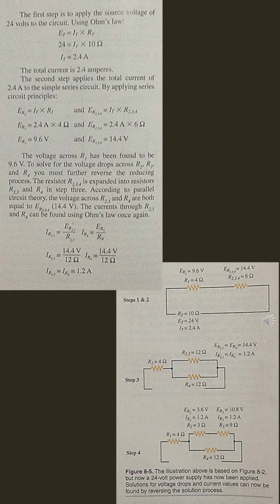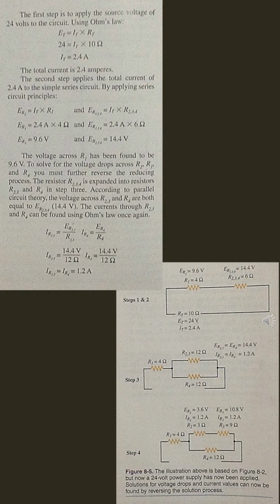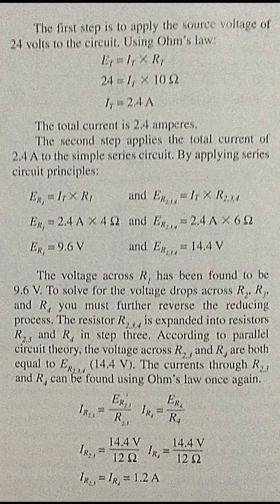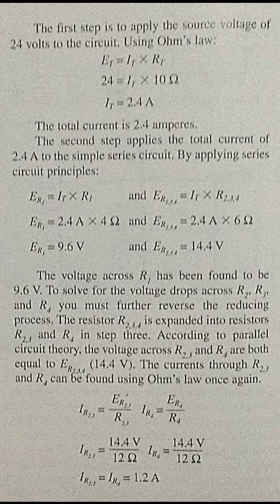In example 4, the second example, figure 8-5 is based on figure 8-2. The total resistance value of figure 8-2 was calculated in example 2 to be 8 ohms. The first step is to apply the source voltage of 24 volts to the circuit using Ohm's law. Voltage total equals current total times resistance total. 24 equals current total times 10 ohms, and current total equals 2.4 amps. The total current is 2.4 amperes.